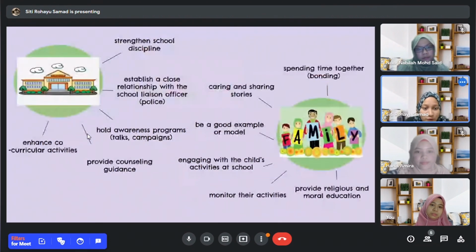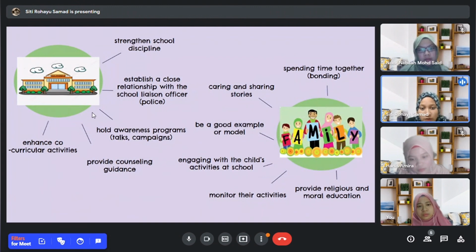Next, move to the role of the schools. Okay, schools, as you can see, can strengthen discipline, establish a close relationship with the school liaison officer like police, hold awareness programs such as talks and campaigns, so that the students will be more motivated in study and so on, and then provide counseling and guidance, and enhance co-curricular activities.